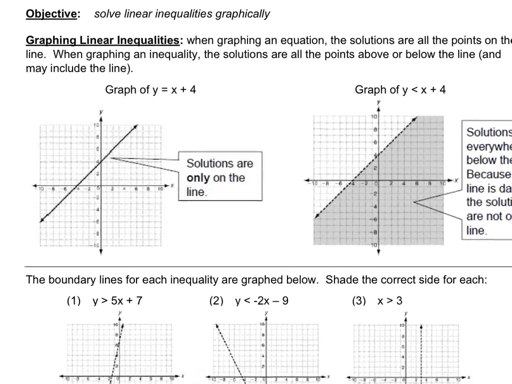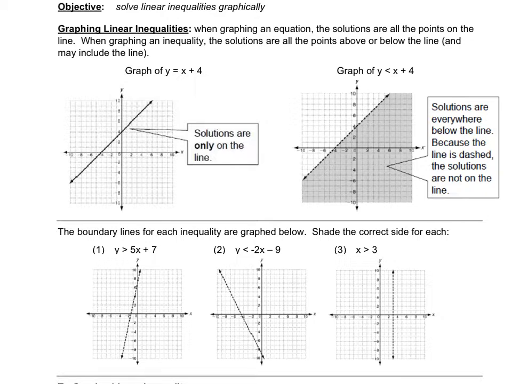So it's just a question of where do we shade? How do I know it's going to be a solid line versus a dotted line? You know, that sort of thing. Right? So you look at all the different examples that I have here.